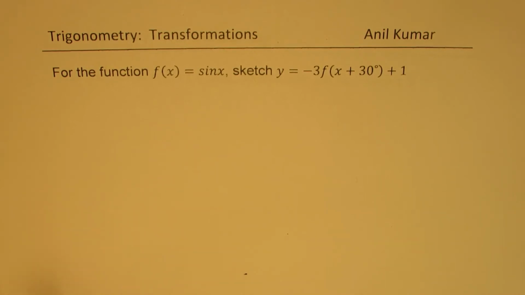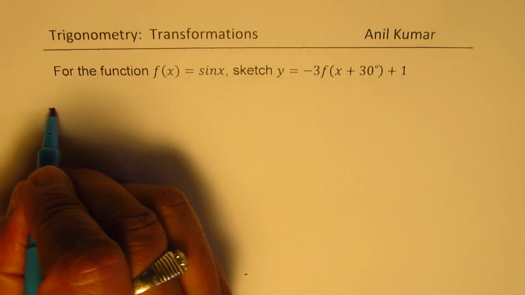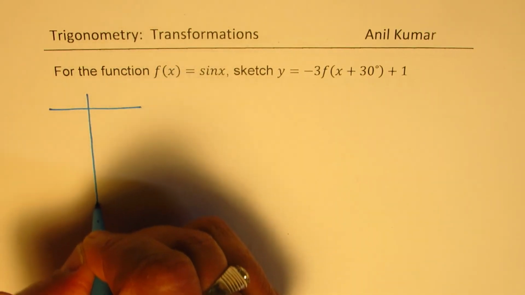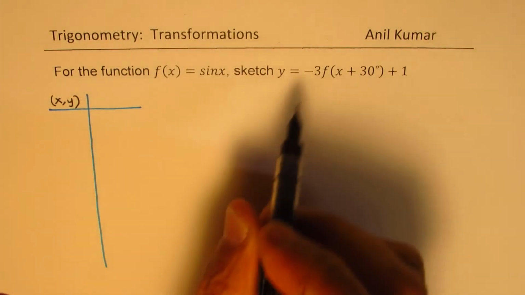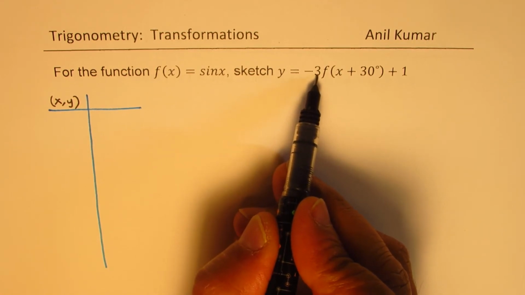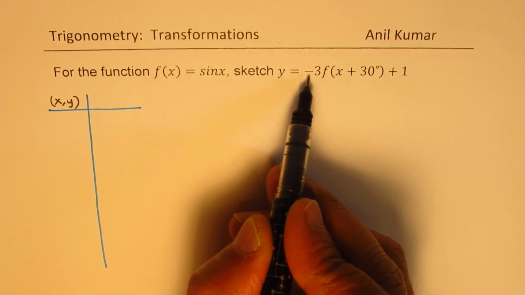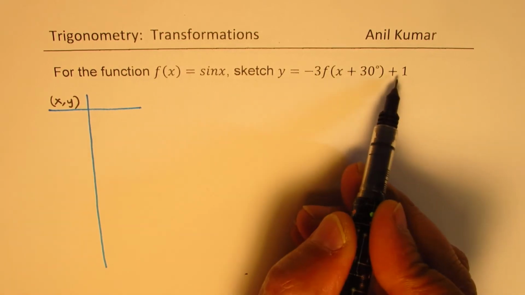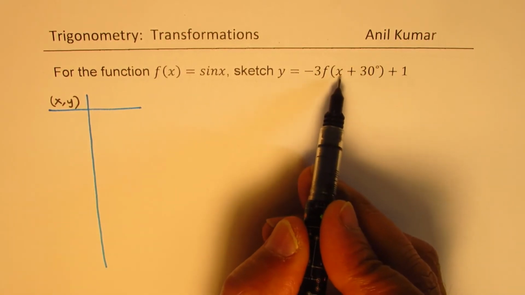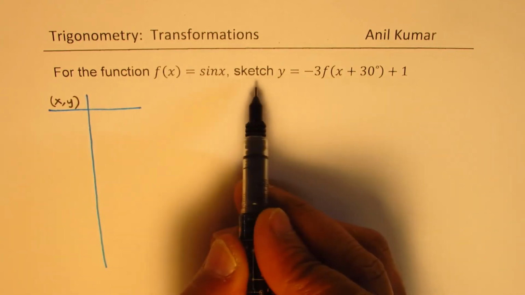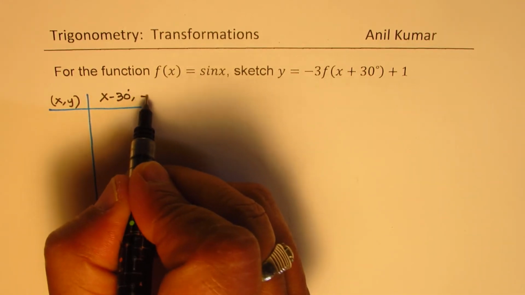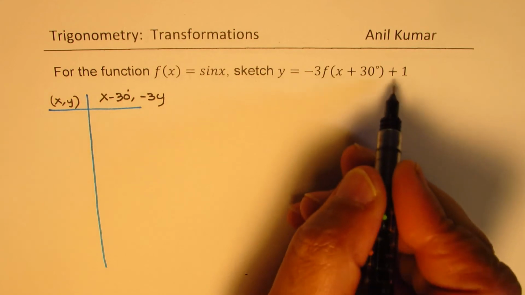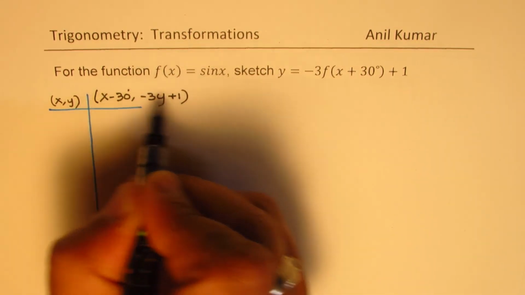So I'd like you to pause the video, answer this question, and then look into my suggestions, right? So we'll begin with the set of points itself, and let us also understand the transformation. Originally, the point will be x and y, and here you see clearly -3 means vertical stretch by a factor of 3 in reflection on x-axis, and +1 will move it 1 unit up. Horizontally, it translates 30 to left. So the x values will be x minus 30 degrees, and the y values will get multiplied by minus 3, and then you have to add 1, correct? So that becomes your transformation.